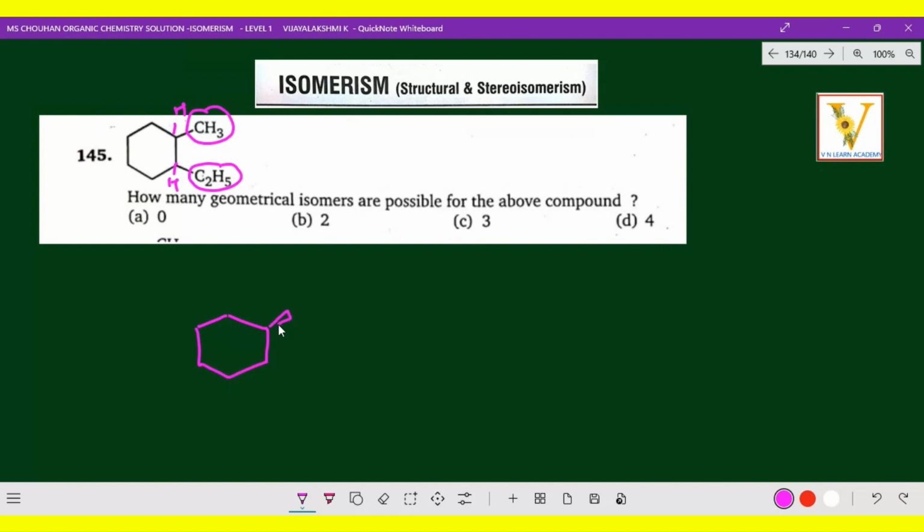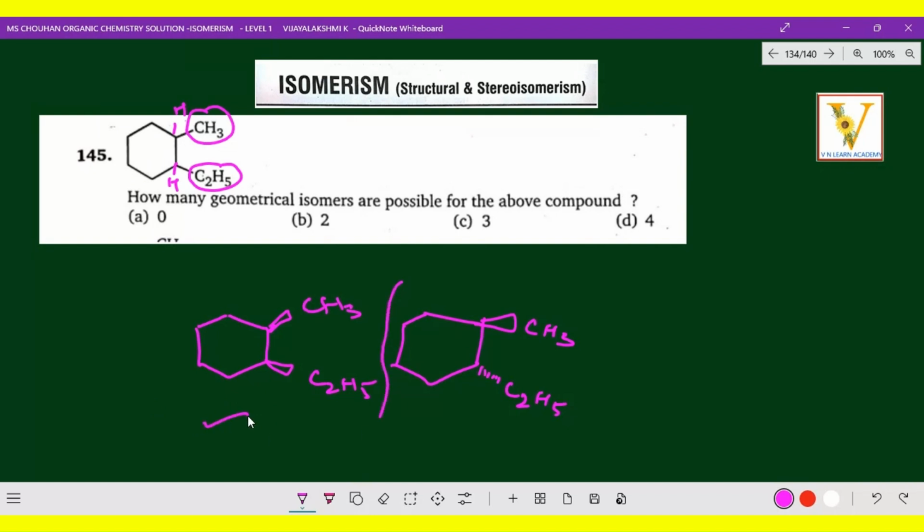So that means this side is wedge and this side will also be wedge. And the same idea for the other side: this side is wedge and this side is dash. So in the dash position here C2H5 and here CH3. This means cis and trans only. So this is cis and this is trans, like methyl, ethyl. So how many geometrical isomers are possible? This can show two only, right?